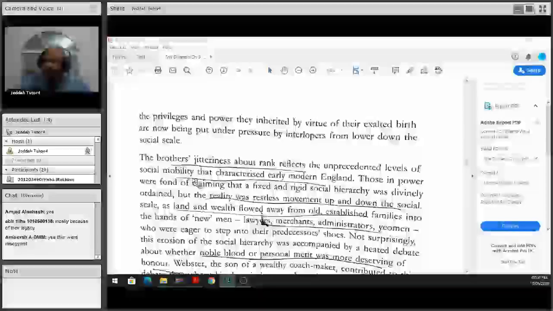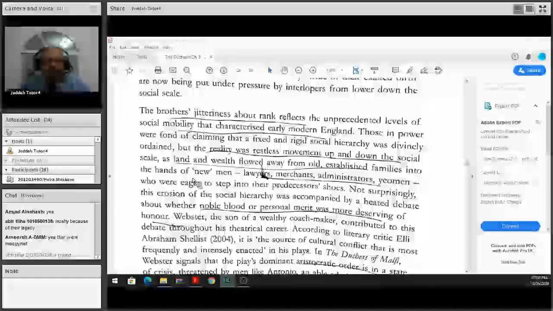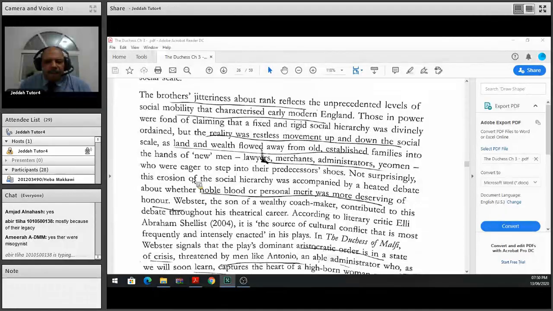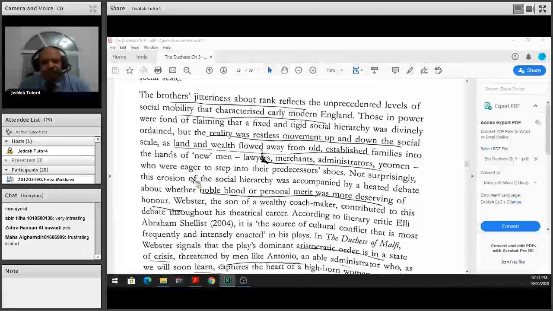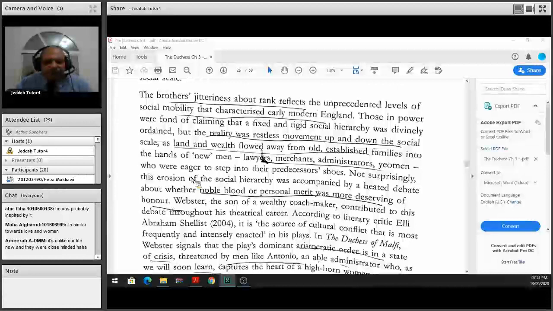So how do you find the play so far? Okay, interesting. That's nice. Okay. How similar is it to Othello? Somebody is saying that it is frustrating. Ah, yes, they were. They were not open-minded at all.